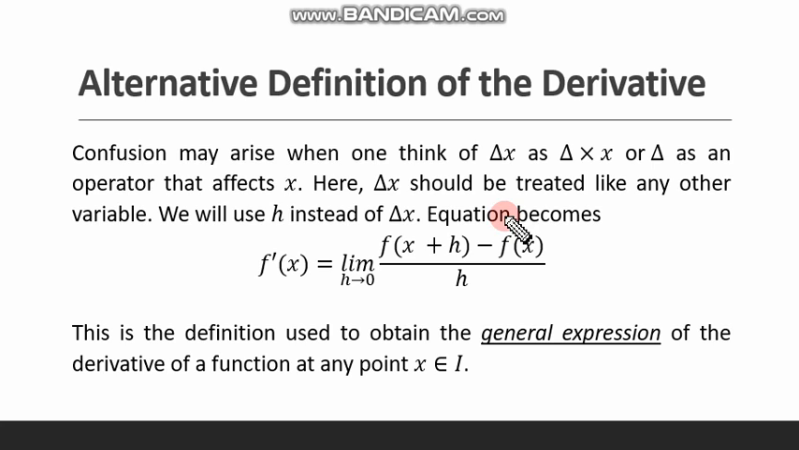Now, to avoid confusion, the symbol delta x is not an operator, it is just another variable. So we will replace that with h. So the new look of the alternative definition of the derivative is f prime of x is equal to the limit of f of x plus h minus f of x over h as h approaches 0. So this new definition is used to obtain the general expression of the derivative of the function at any point x, which is an element of a certain interval.